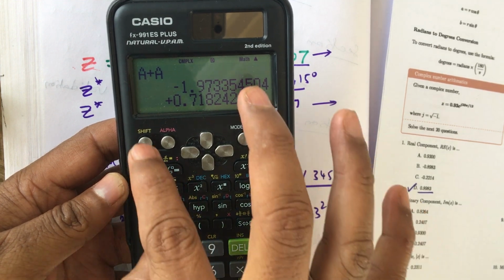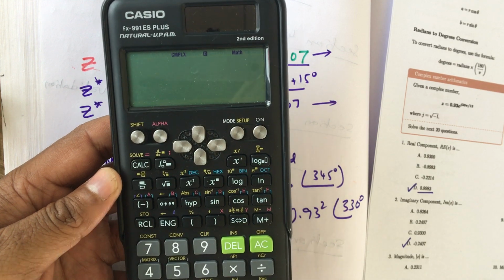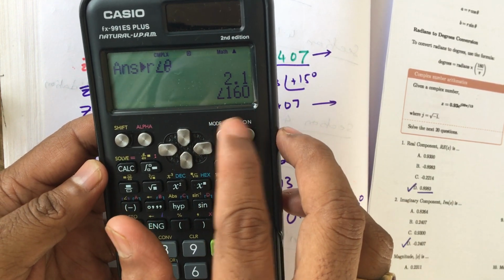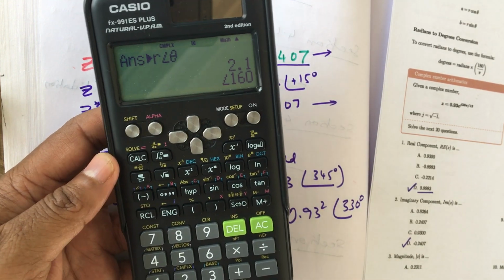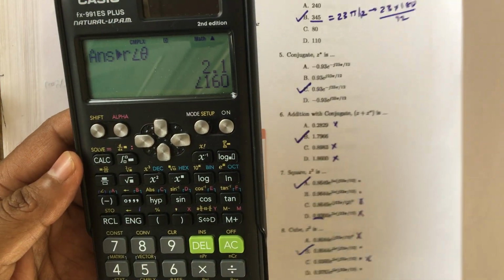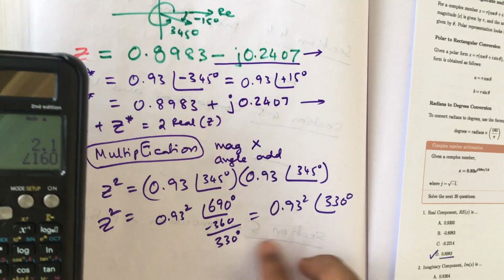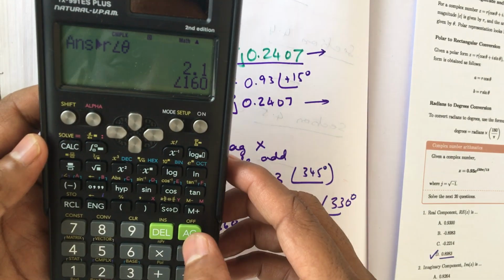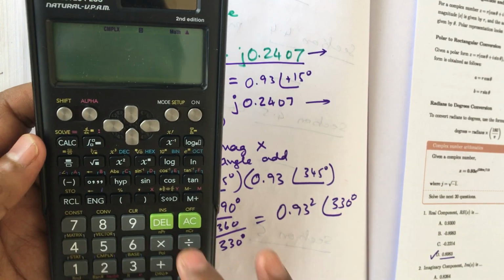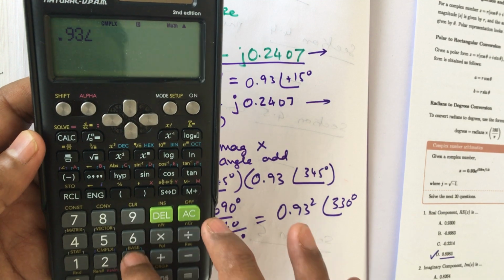rectangular form. I can convert into polar form simply by using this one. So here you can see I'll get the answer 2.1 angle 160 degrees. Just a minute. So what is the angle? I think that is 160 only. So here I calculated 330, right? Just a minute. Somewhere I made a mistake. I will once again define 0.93 angle 345.